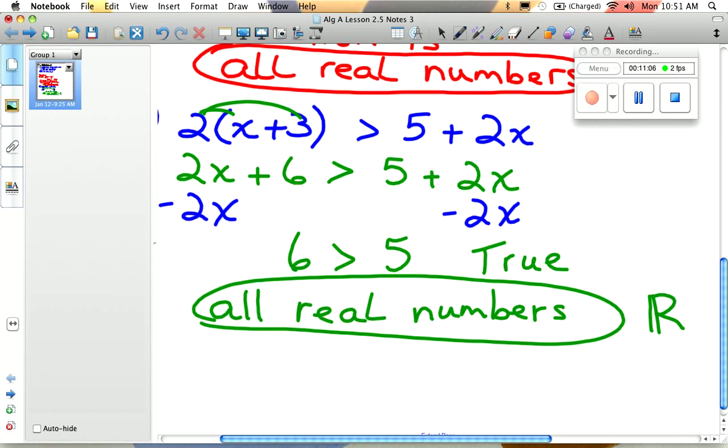That look familiar, Trey? Yeah. Okay, so that's the symbol for all real numbers when you want to take that shortcut. What's really important here that students forget to do is they forget to write what the solution is.